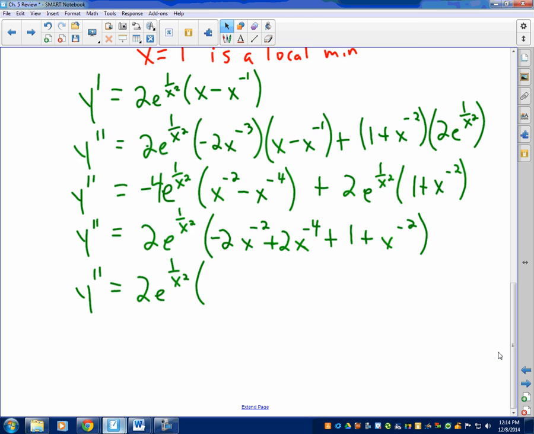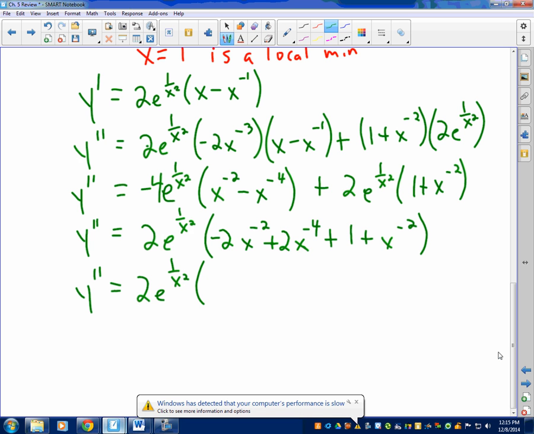Okay, let's see. I have a negative sign here, so if I pull out a positive 2e to the 1 over x squared, this would be a negative 2x to the negative 2, and then this should be a positive 2x to the negative 4. My sign's good here. It depends if I pull out a 2 or negative 2. I maybe should have pulled out a negative 2. I don't know which would be easier. It's not going to matter too much.